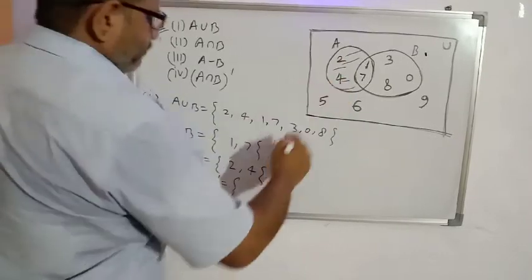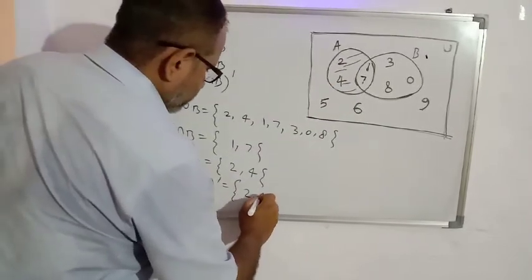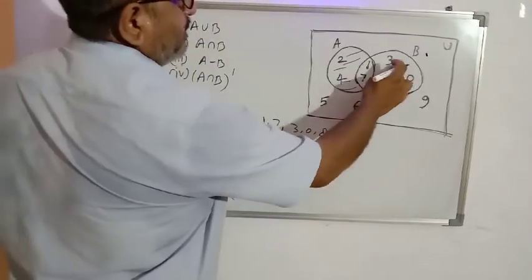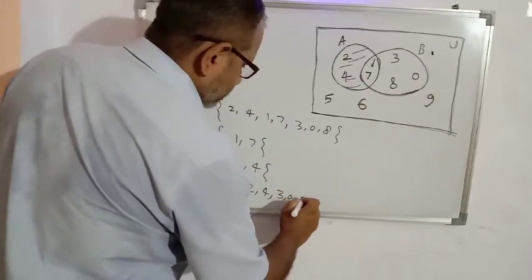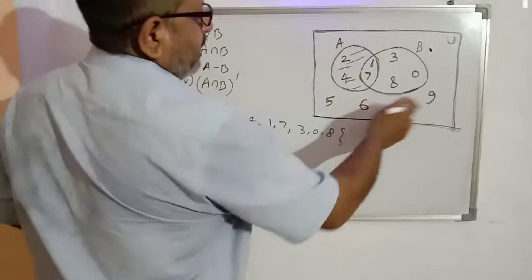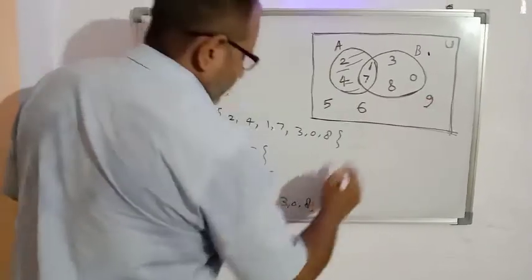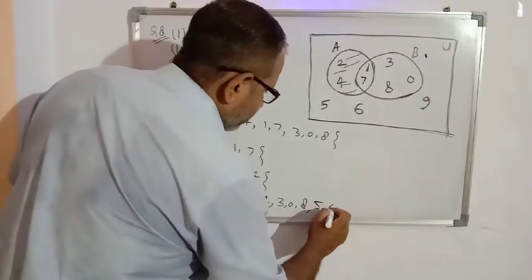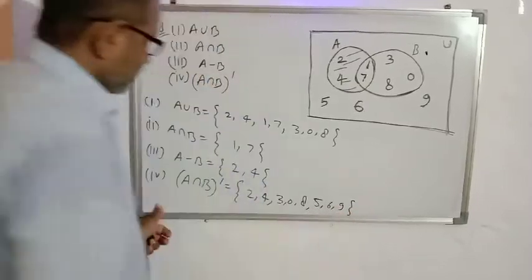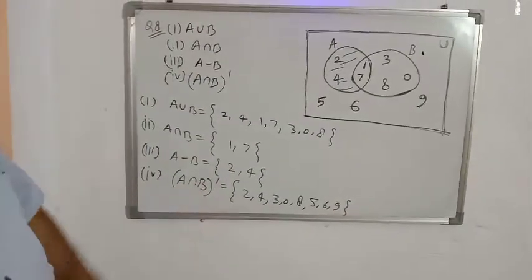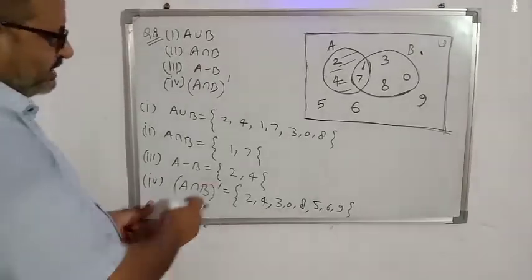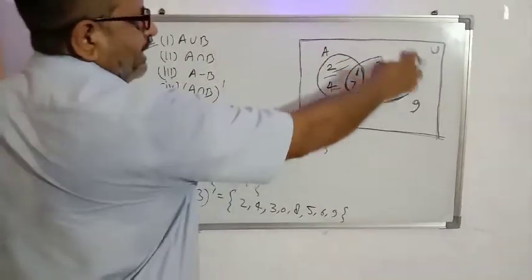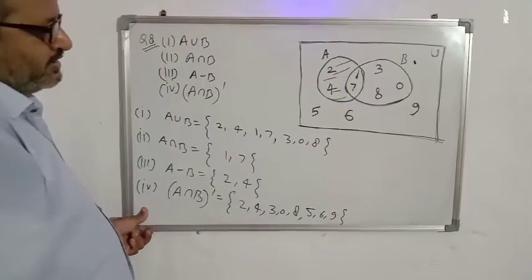So we can write 2, 4, and from circle B 3, 0, 8, and outside the circle 5, 6, 9. This is the complement of A intersection B. So complement means leaving these elements, we have to write the other elements of the universal set.